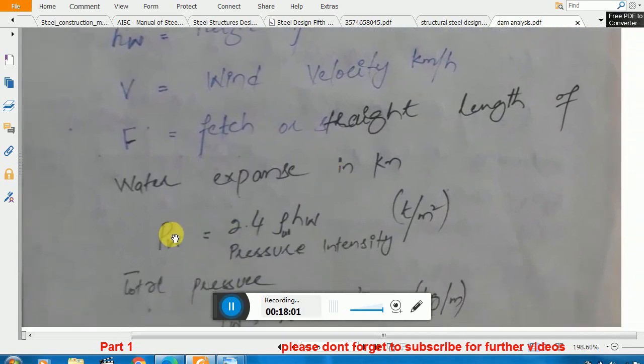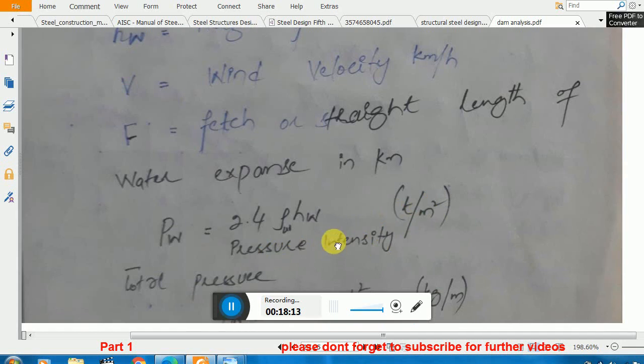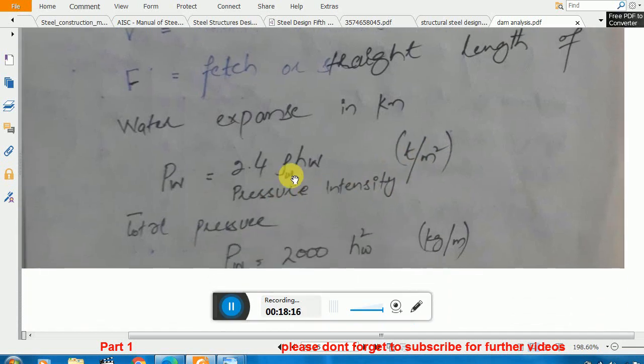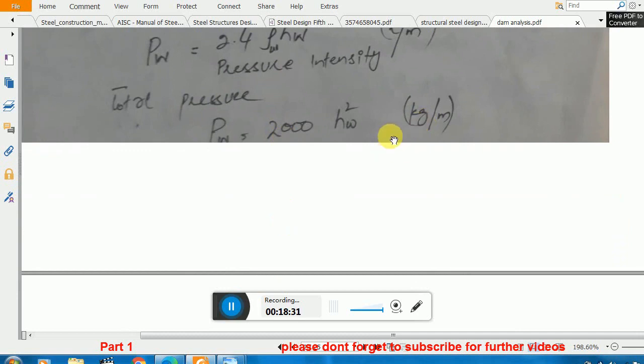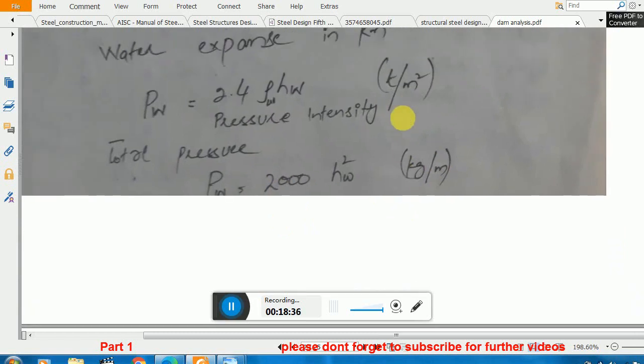And this is the pressure, remember: PW equals 2.4 times the density times HW, in tons per square meter. This is pressure intensity, not total pressure. Total pressure will be equal to 2000 times HW squared, a force in kg per meter. Always we analyze the dam structure for one running foot or one running meter, okay?